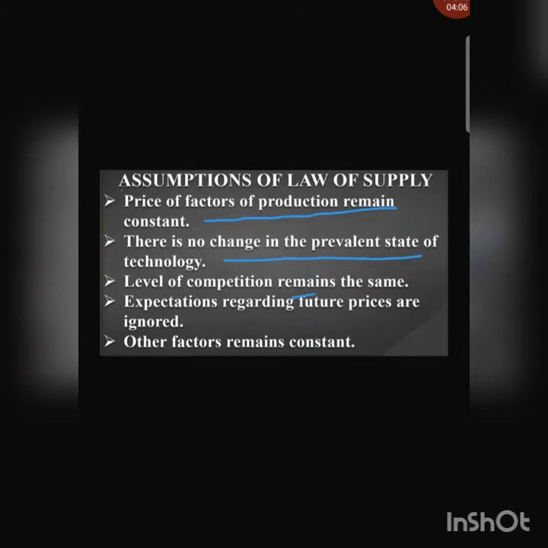Level of competition also remains the same, because the number of sellers in the market remains the same. If there are 10 sellers, the sellers remain 10 only. There is no change in the number of sellers, so the level of competition also remains the same. The fourth one you will write in the assumptions: expectations regarding future prices are ignored. Right now it is remaining constant. Whatever price is prevailing today, tomorrow also the price will be the same. So expectations about future prices are totally ignored.